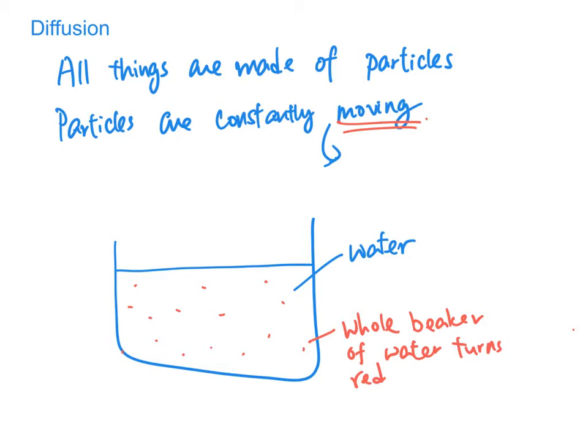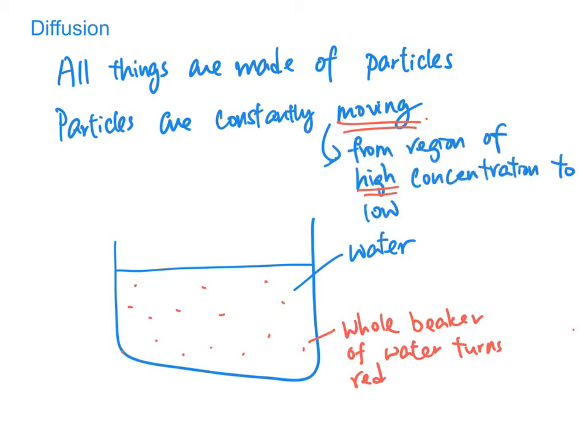Because particles are constantly moving, and not only moving, but they move from a region of high concentration to low concentration. So most of the salt particles will move from its original position to parts of the beaker with less of the salt. Eventually, the salt will be evenly distributed among the whole beaker, causing it to be red.